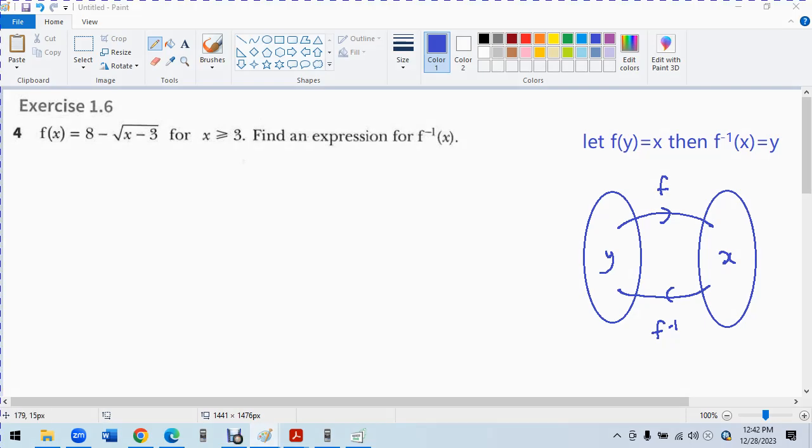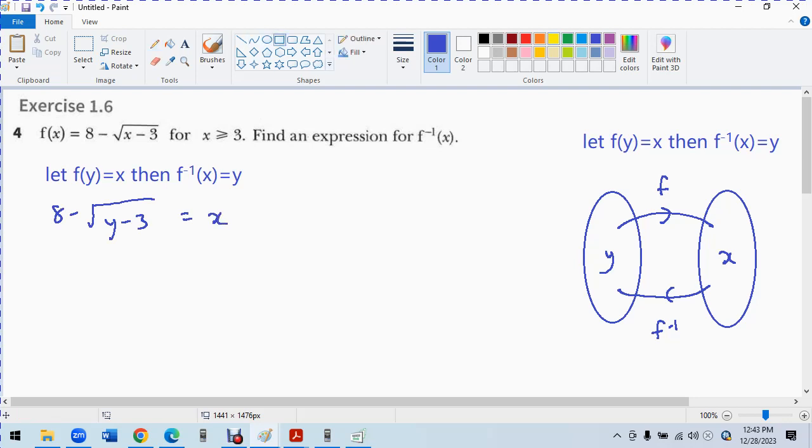For exercise 1.6, question number 4, f(x) equal to 8 minus square root x minus 3, for x greater than or equal to 3. Find an expression for f inverse. So to find f inverse, we must use this. For my method, the way I teach my students, I will ask them to write this. Let f(y) equal to x, then f inverse of x equal to what? f(y) is 8 minus square root y minus 3 equal to x.